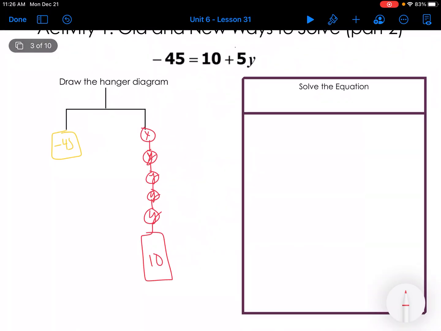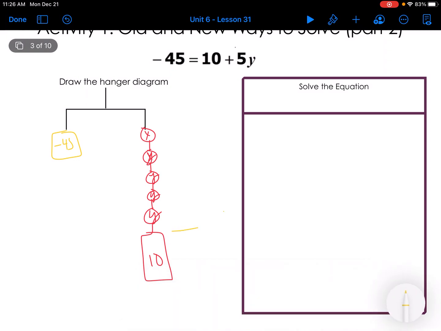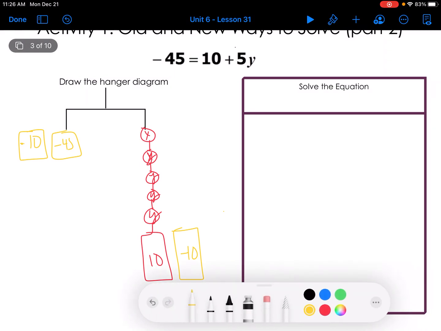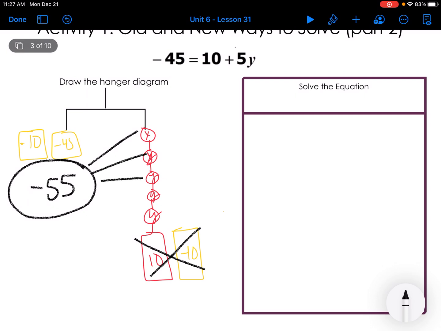All right, so I have to zero it out. So that means I'm going to have to add a negative 10 here. If I add a negative 10, I have to add a negative 10 on this side to keep it balanced. So now I can create my zero pair. And I'm left with negative 55 on this side. So I'm taking the negative 55 and splitting it 1, 2, 3, 4, 5 different ways. So that means that each y is going to be equal to negative 11.